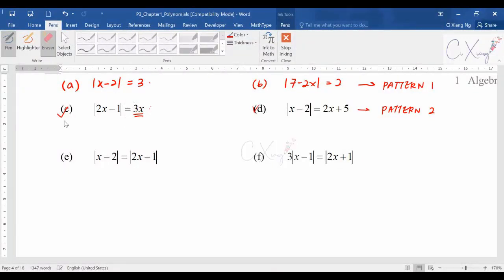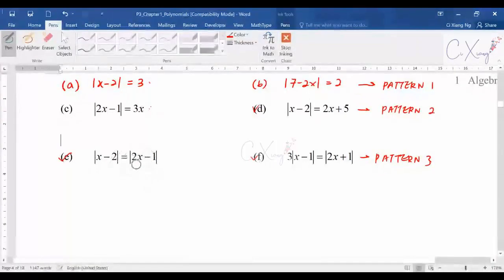For pattern number 2, the best method to use is a bit different from part A and B. I will show you now. Please make sure that you know what pattern number 1 and pattern number 2 are. Then maybe you can discuss part E and F, which we call pattern number 3. Pattern number 3 is where both sides have a modulus function. So in short, we have pattern number 1, number 2, and number 3.